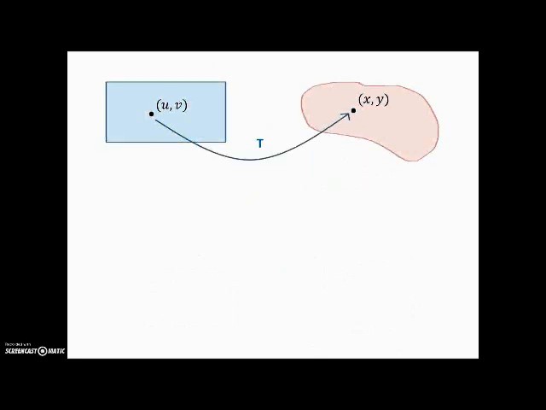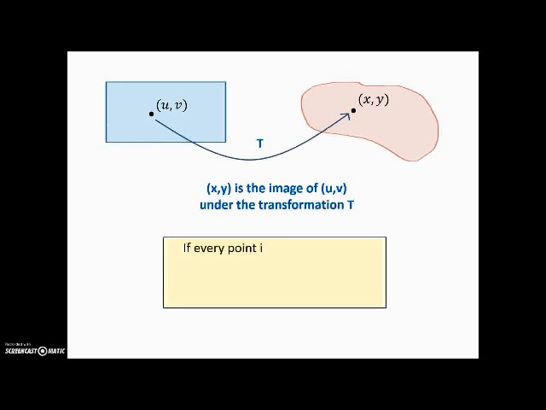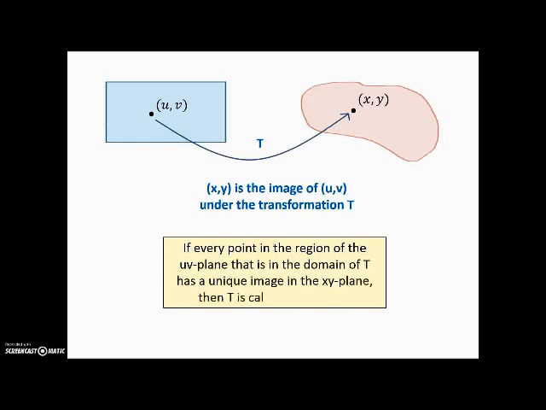T sends uv to xy. xy is called the image of uv under the transformation T. If every point in the region of the uv plane that is in the domain of T has a unique image in the xy plane, then T is called one-to-one. It's a one-to-one function, and that, of course, is what you need. Otherwise, you won't have an equivalent integral when you do the change of variables.